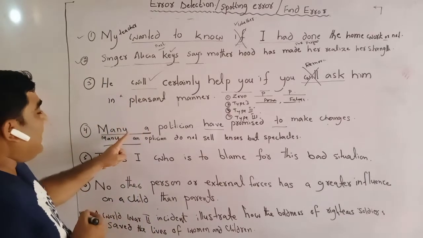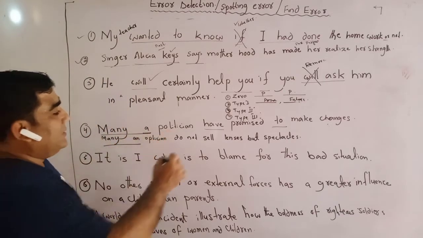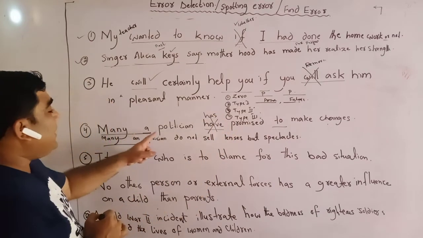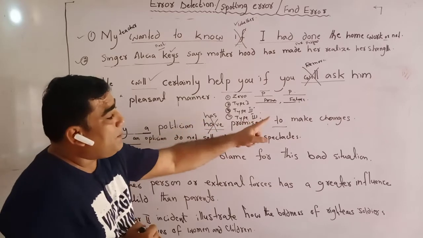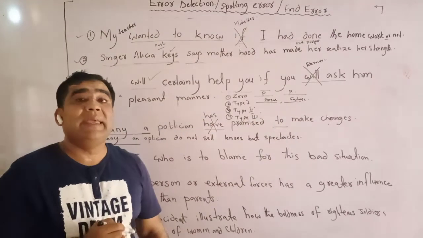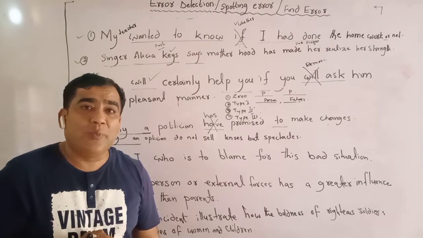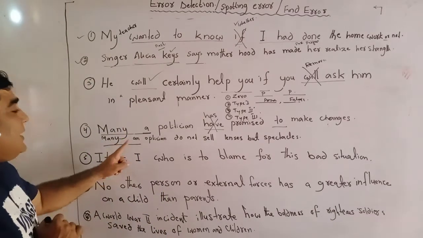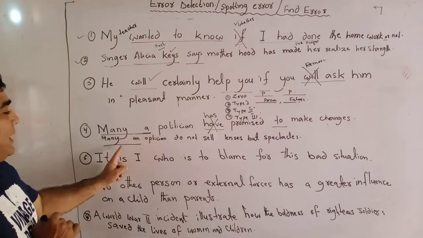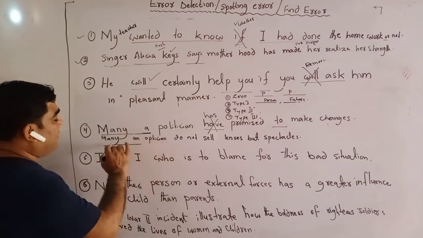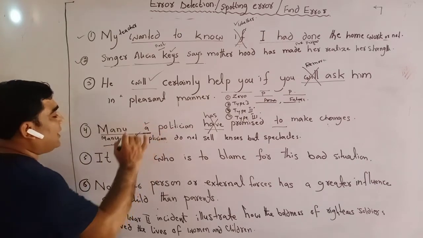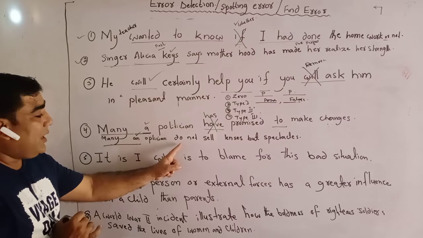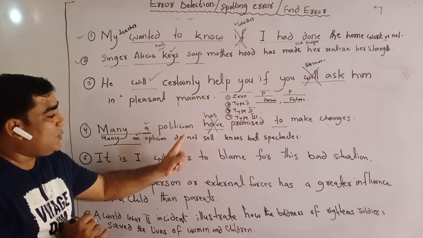Now see here, many a politician. This is the mistake. What we have to put here is "many a politician has promised to make changes." Many a leader has paid homage to Quaid-e-Azam Muhammad Ali Jinnah. Keep it in your mind. See another one, many an optician. After "many," if we use the indefinite article "a" or "an," then we have to agree with a singular verb.